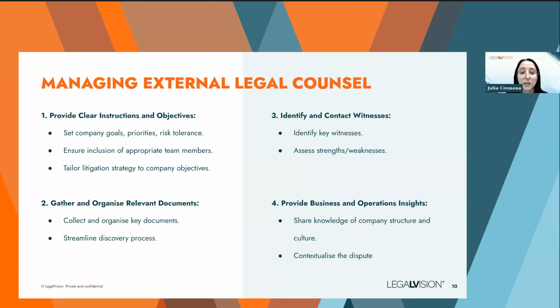Another important role is providing insights into the company's business and its operations. Like we've mentioned, as an in-house lawyer, you have a deep understanding of the company's business and its operations, and that can be really invaluable to external legal counsel when they're preparing for a dispute. This could include understanding things like the structure of the business, the processes, and the culture and the context of the dispute, really, to help understand that.